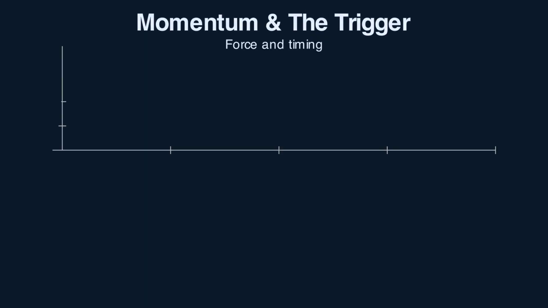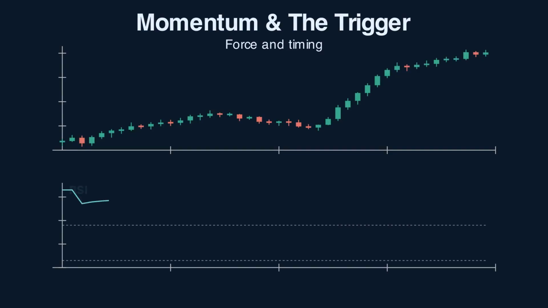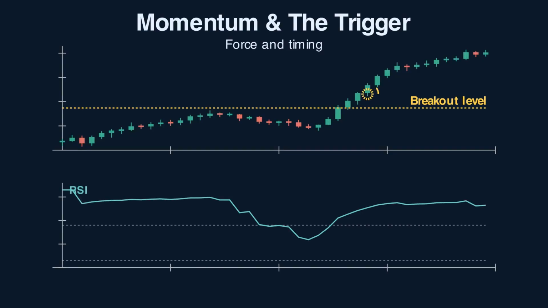The last 2 signals are about timing. Momentum confirms there's real force behind the move. When price pushes toward your level, you want RSI rising and volume expanding, not fading. And the trigger is the moment you act, a decisive close through the level, like this breakout. Location gets you ready, momentum and the trigger get you in.